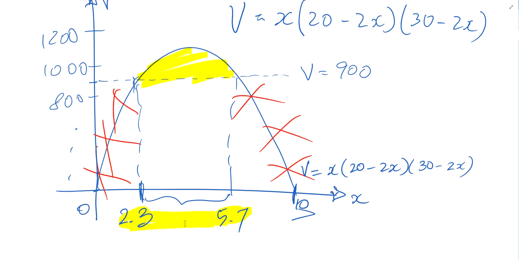Cannot be both. 2.3 will result in a box with volume 900, but different total area, so different total mass. 5.7 will result in a box also with volume 900, but different mass. So which one will give us the smallest mass? Why 2.3? Smaller area. So you are saying that if you cut out a smaller area, you will result in a smaller mass? Really?